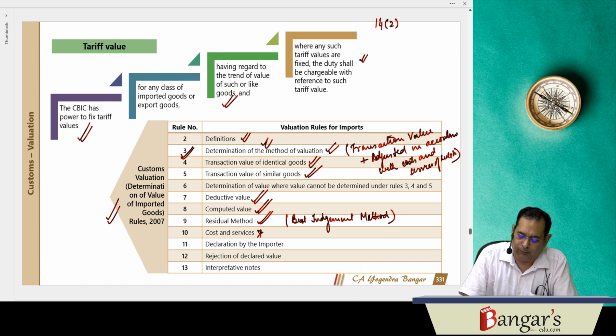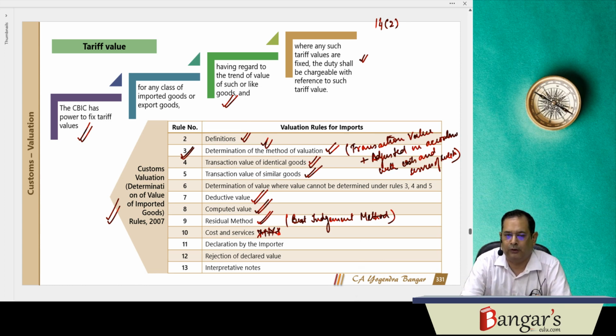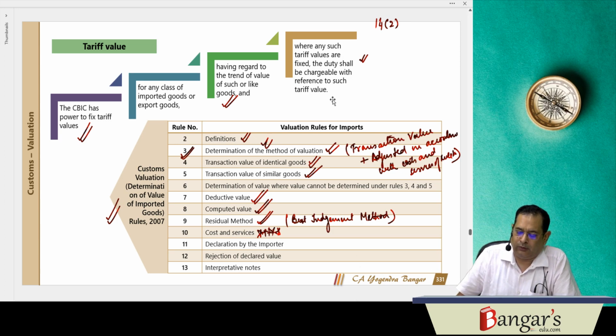It is very important that we make the adjustment of the costs and services of Rule 10. So Rule 3 and Rule 10 are the most important ones. Then a declaration is to be given by the importer that the value has been determined as per the provisions of the Act and the rules made thereunder. In case the proper officer is not satisfied with the value so declared, he has a right to reject the declared value. And Rule 13 deals with the interpretative notes.